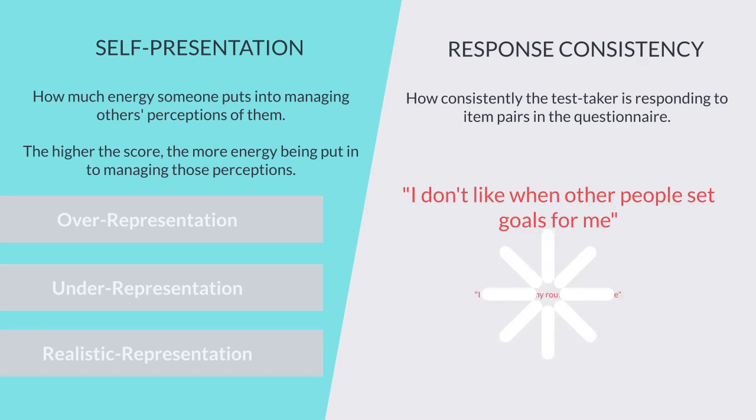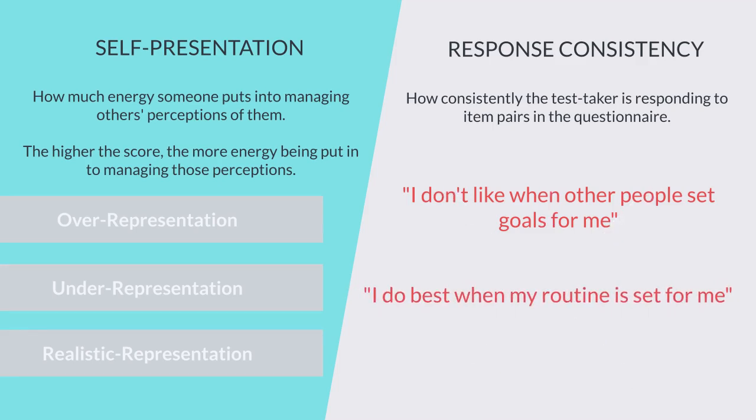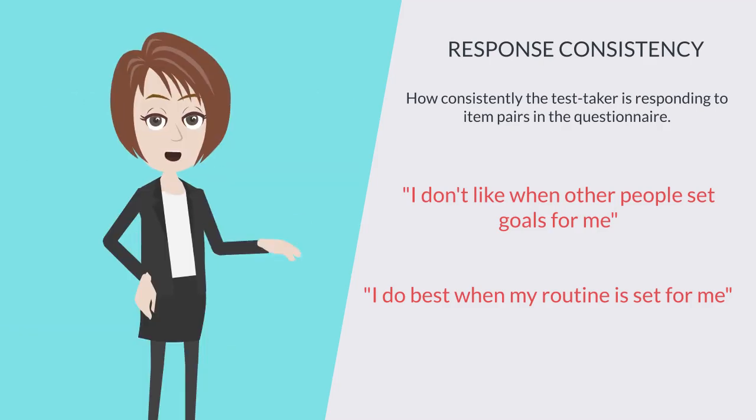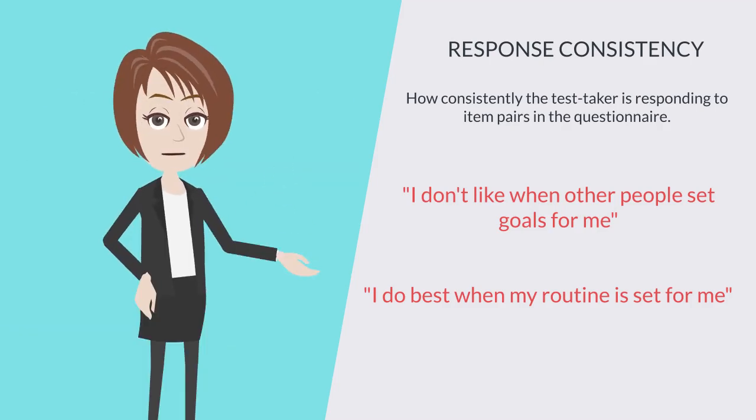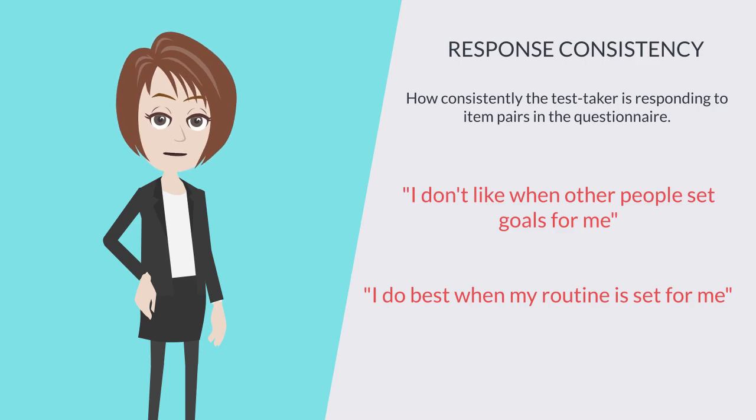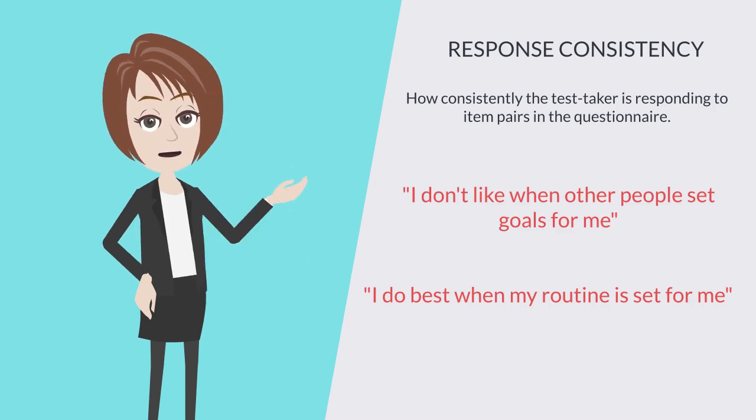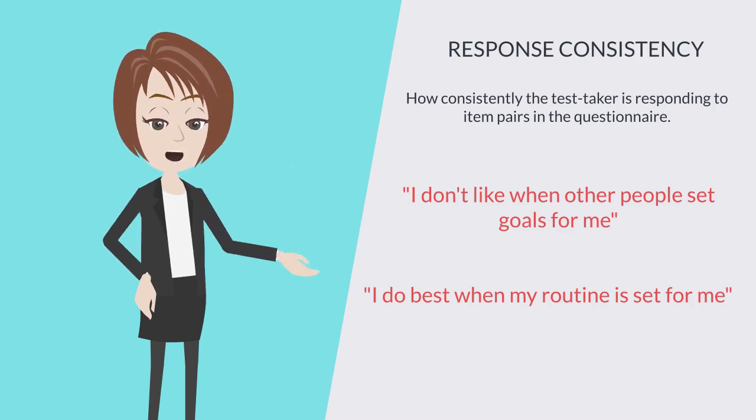But then the test taker will be given another item like, I do best when my routine is set for me. Here the test taker might also say, strongly agree. But when we look at the two items, we see that they are asking essentially the same question, but the test taker is not responding consistently. If the test taker responds inconsistently throughout the report, it will come back as invalid.